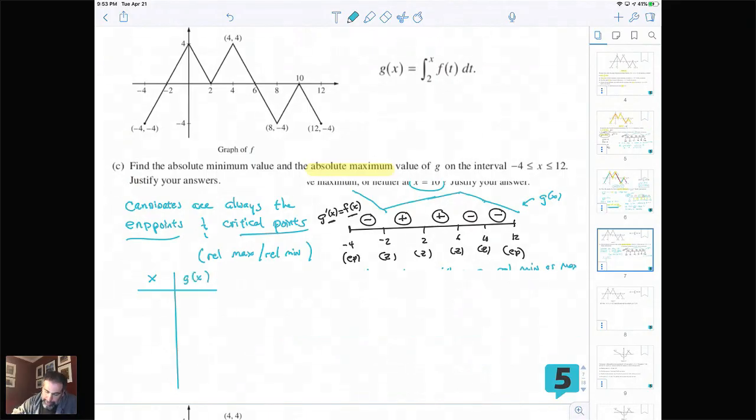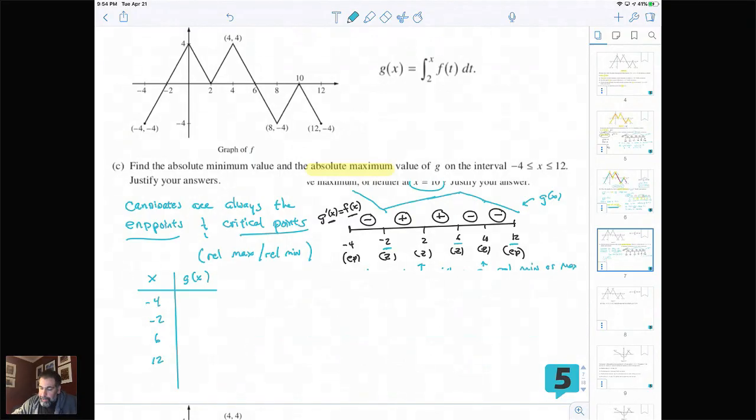So our endpoint is at -4, okay? We've got a relative minimum right here at -2, so that's a critical point. We've got another relative maximum at 6, so that is one of the critical points we need to worry about. And we've got another endpoint at 12, okay? I do not have to include 2 or 10 because those are not relative maxes and mins, okay? So these are our 4 candidates for absolute maximum.